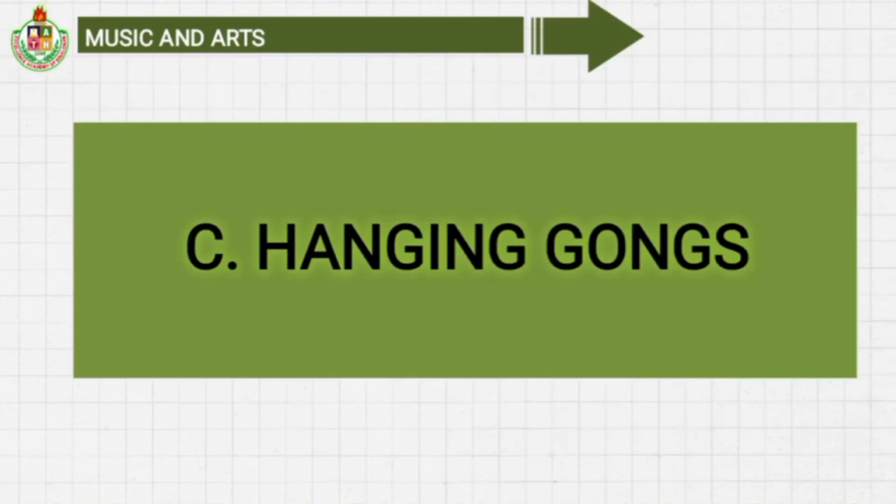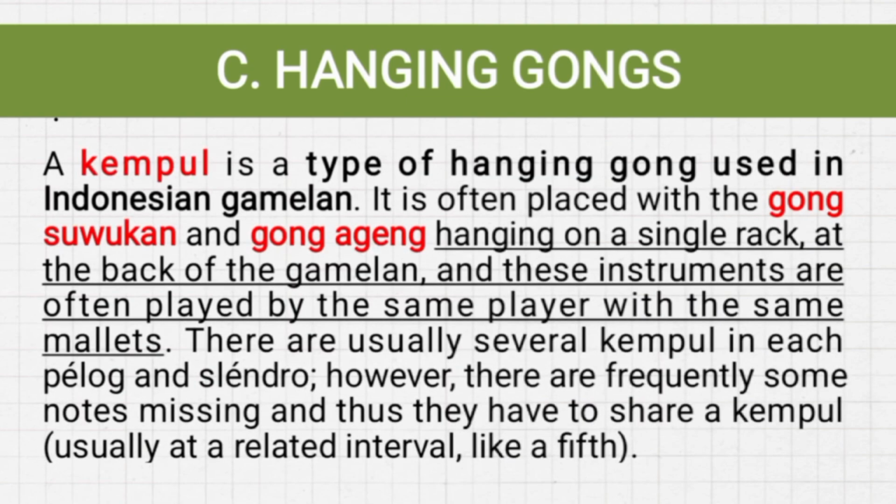Now let's proceed with the hanging gongs. For the hanging gongs, we have the kempul, which is a type of hanging gong used in Indonesian gamelan. It is often placed with a gong suwukan and gong ageng hanging on a single rack at the back of the gamelan, and these instruments are often played by the same player with the same mallets. Isa siyang example ng hanging gong, the kempul.